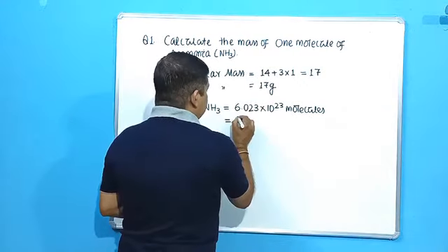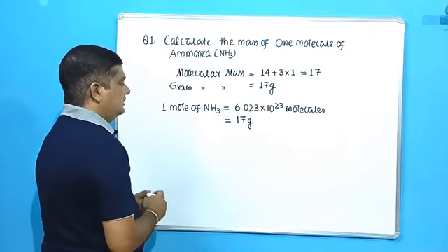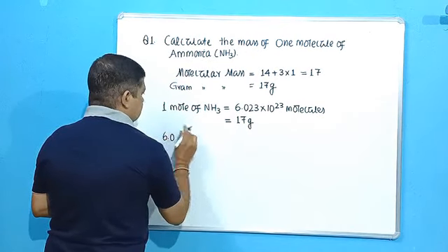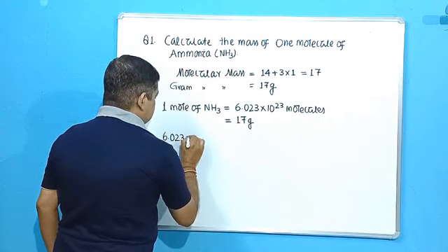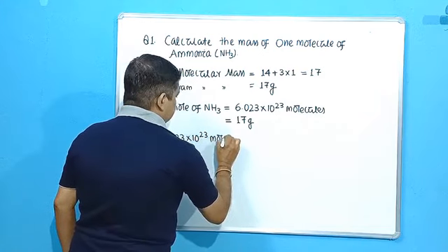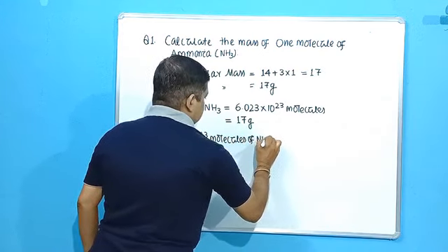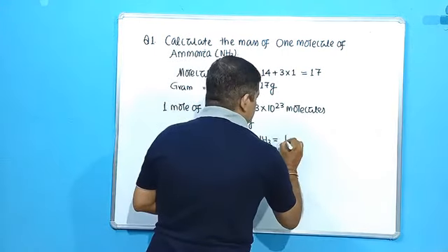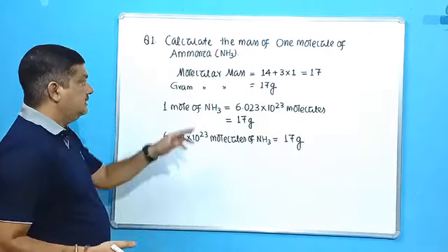How much is that? 17 gram. Okay. So these two are equal: 6.023 into 10 to the power 23 molecules of ammonia weigh 17 gram.